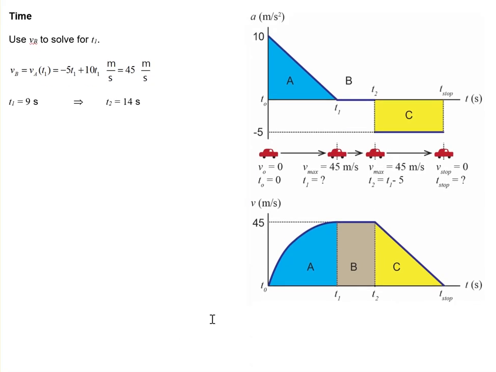All right, now we can go on to the times. So before I said that the velocity in B is 45, but if you plug in t1 into the A equation, this will also be 45. So we can use this equation to solve for t1. And then we know t2 is just 5 seconds beyond that.